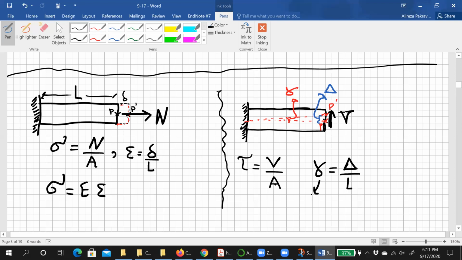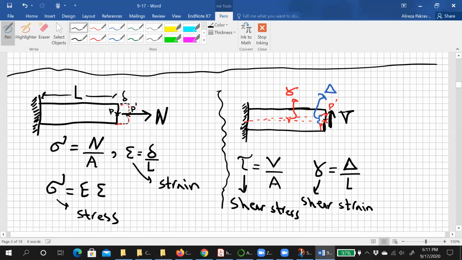So we call this one shear strain. This is normal strain, but we just said strain because for most applications, when we say strain, it means this one. Then we don't say normal strain, just strain. But when we say shear strain, it means this one. So this is the shear stress. Again, here we just said stress, and this is the normal stress.